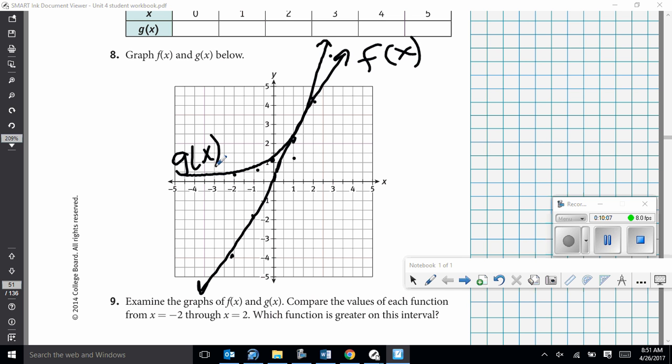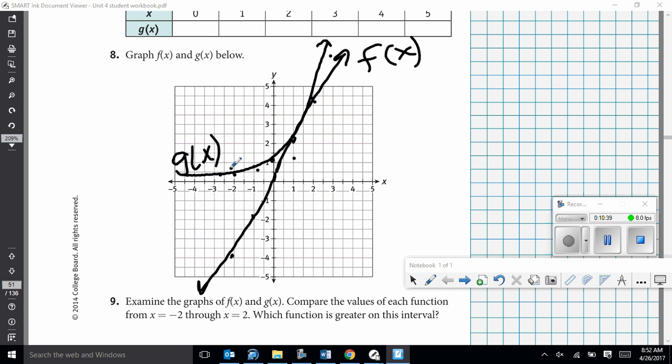So just kind of taking Grace's graphs and extending them into the negatives. Which function is greater on this interval? So if we're looking at from -2 to +2, which one is greater on that interval? So at -2, which has a higher value, the g of x or the f of x? Which one has a greater value, the g of x or the f of x?